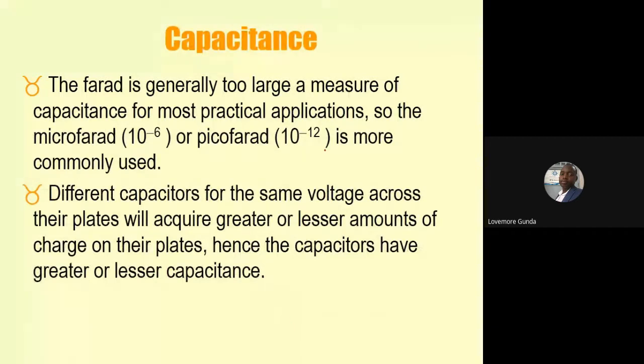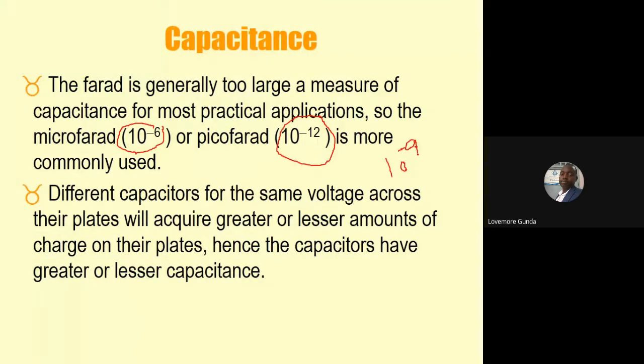So the farad is very large. That's why we have quotations of micro and picofarads and nanofarads. Nano, I'm sure you know, is 10 to the power minus 9. Because the farad, just like charge, the farad is a large value. So we have multiples of that value.